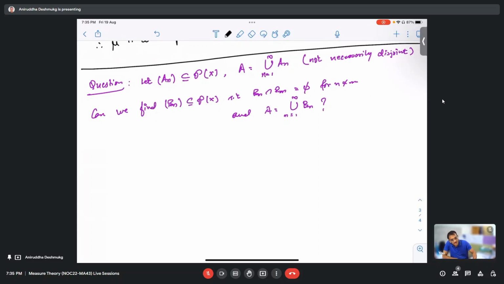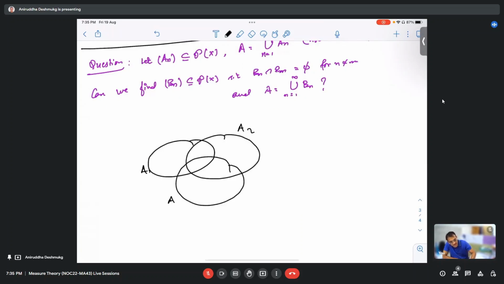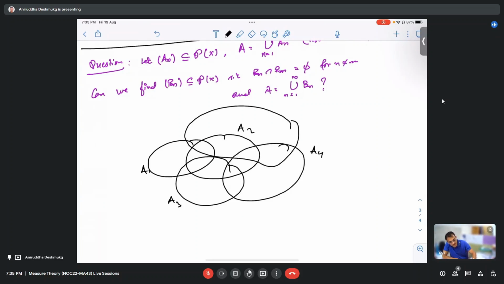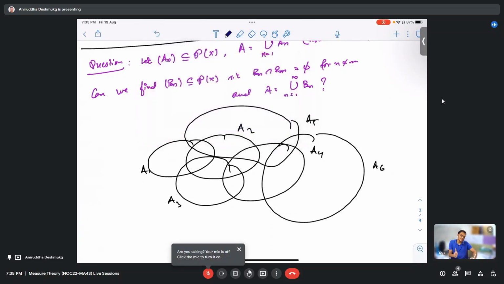So the basic idea is what? Suppose we are given this sequence. This is A1. This is A2. This is A3. See, this is A4. Perhaps this big one is A5, and then A6 and so on. So what I want to do, let us try to write this as a disjoint union. So I have to collect sets such that every time I collect a new set, it is disjoint from the previous ones. So what is the natural way to do it?